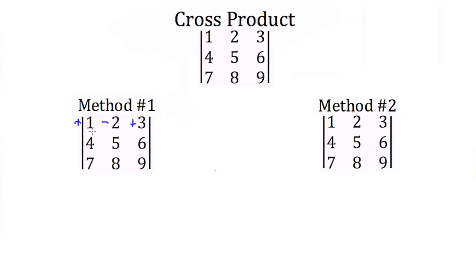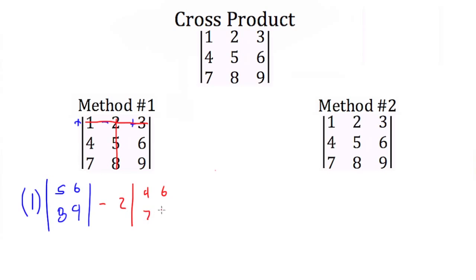Next, I start with the 1, and I ignore all the numbers below and next to it, and I take that 1, and I multiply it by the 2 by 2 matrix that's left over. So 5, 6, 8, 9. Next, I move over to my 2, which I have made negative, so minus 2, and I multiply that by the 2 by 2 matrix I create by ignoring everything next to and below this 2. So 4, 6, 7, 9.